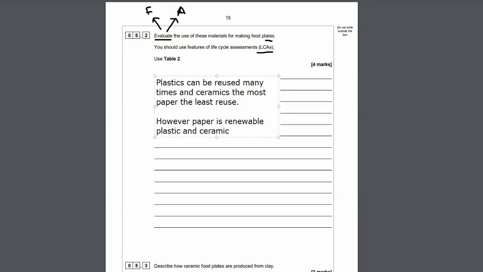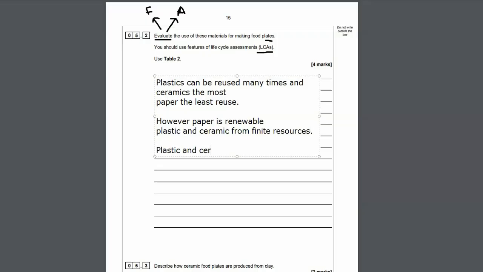However, a good thing about paper is that paper is renewable, whereas plastic and ceramics are both finite, meaning they're not renewable resources. Although we could recycle the plastics, they can be turned into bottles and things. So that should be added. The ceramic is the only one that can't really be recycled or renewed. You can't dig up more of the clay minerals once they're out the ground.